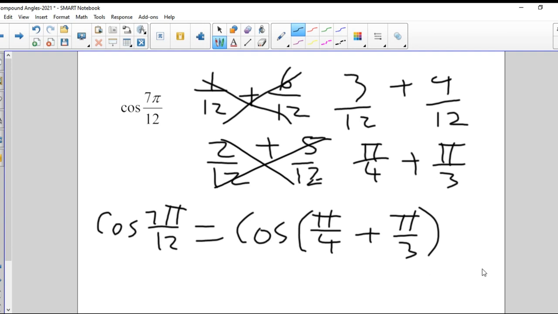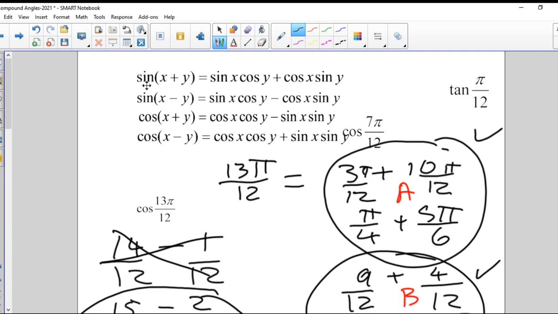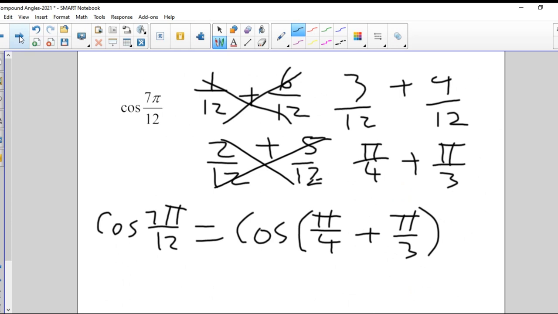So now I need to go back and see which one of these things I can use, right? Am I going to use the sine of x plus y, the sine of x minus y, the cosine of x plus y, the cosine of x minus y? Which of these makes the most sense for us to use at this point? What do you say, folks? Which of them makes the most sense if we're going to be looking at the cosine of pi over 4 plus pi over 3? Which one should I copy over to this page so we can use it?